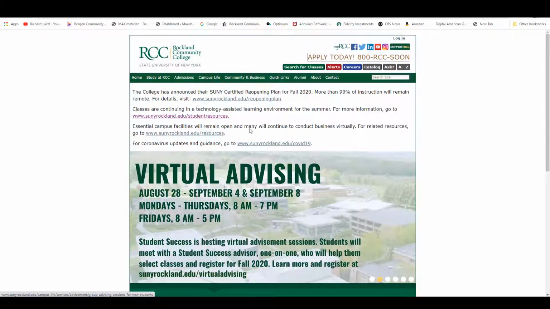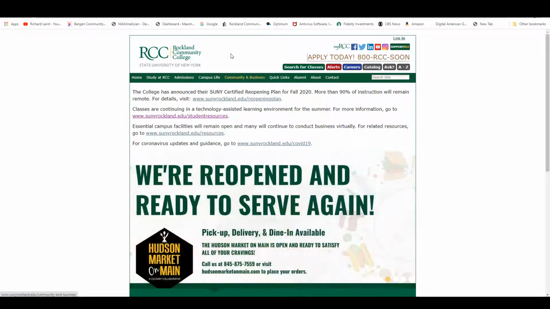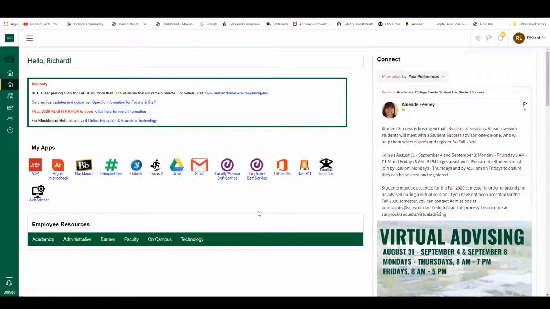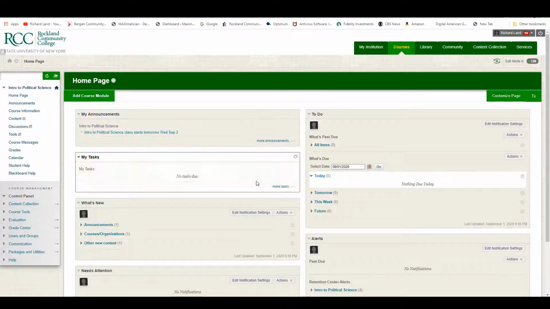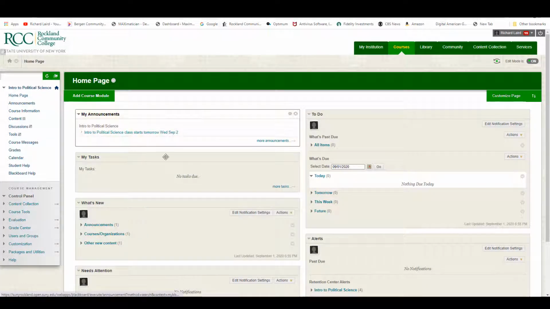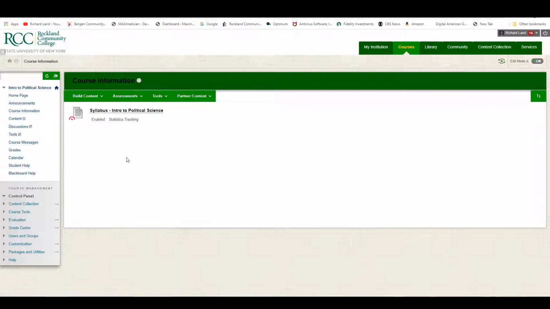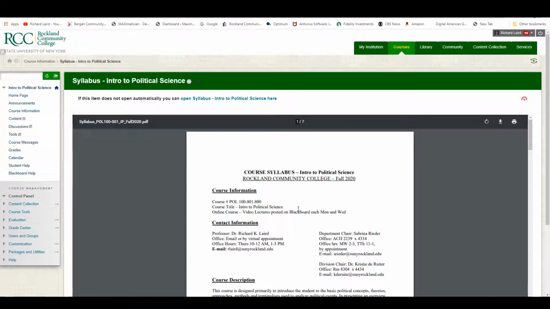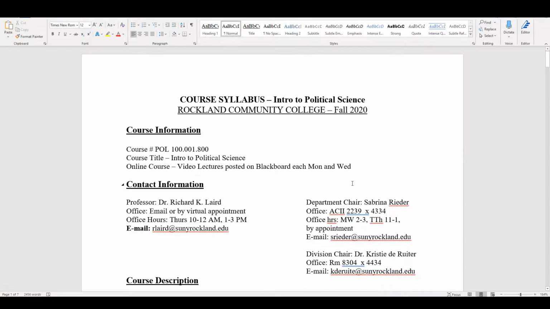First thing I'll do is go to the RCC front page there. We're going to click on My RCC, go into this page right here, and we're going to click on Blackboard, and then you're going to click on your course for this one, the Intro to Political Science, and that'll take you to the home page of this course. The syllabus is located under the Course Information tab. Then we click on the syllabus for Intro to Political Science, and zoom in on our syllabus here.